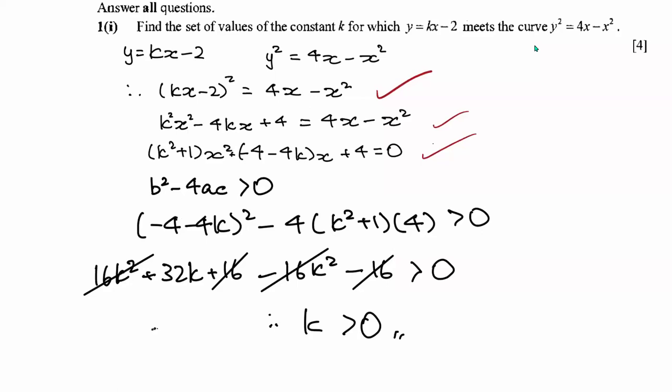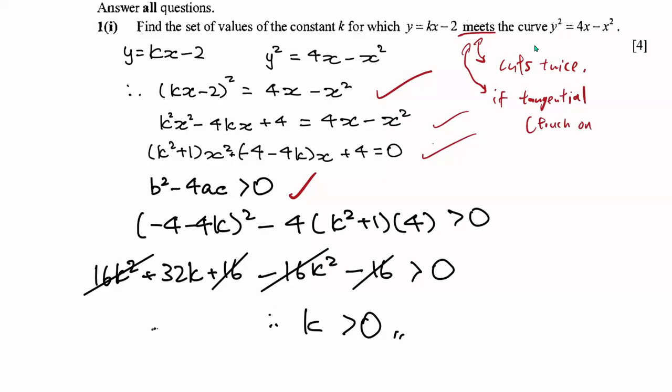Okay, b squared minus 4ac is more than 0. Here, "meets" is a bit ambiguous. Yeah, I think it's also a bit ambiguous. Yes. Okay, I'll accept your answer. Just cut at 2 points. Cuts twice. It could mean it's tangential, but if it's tangential, what does it mean for your b squared minus 4ac? Touch once.